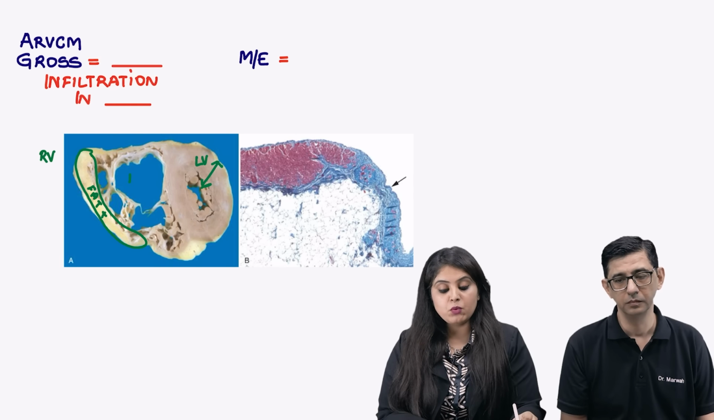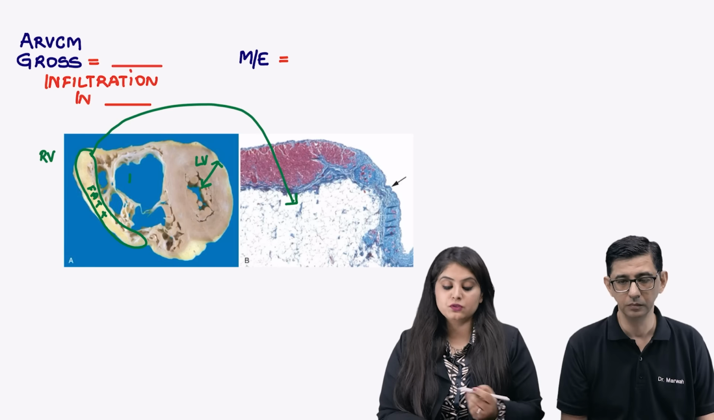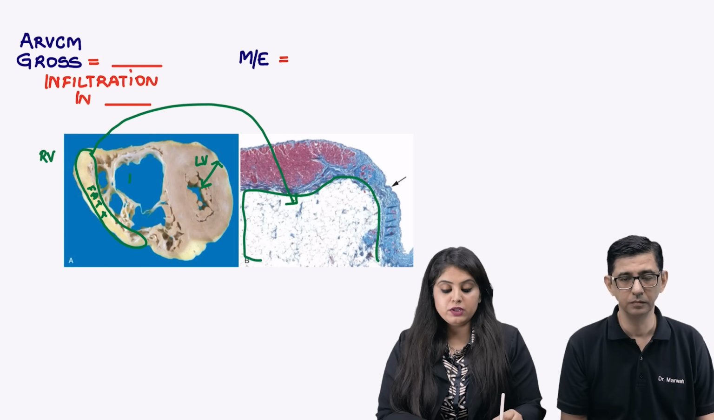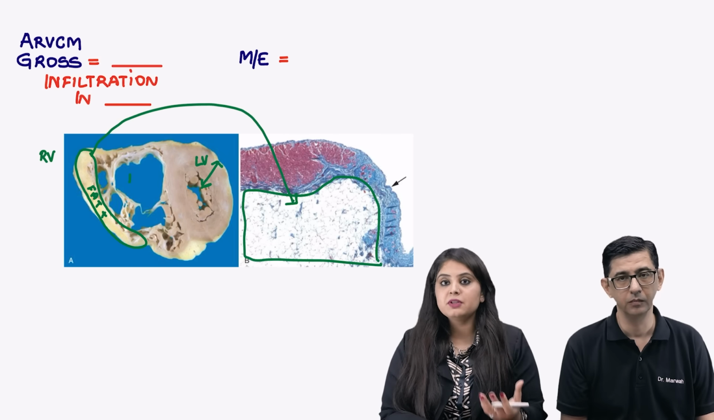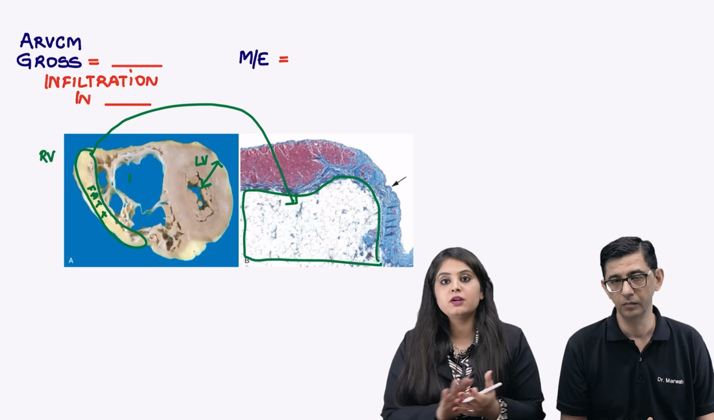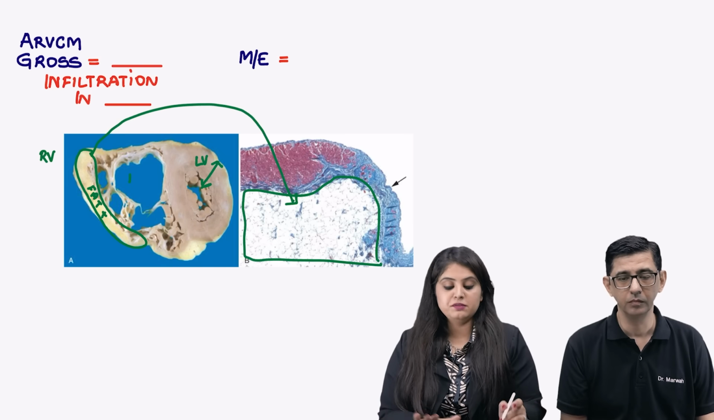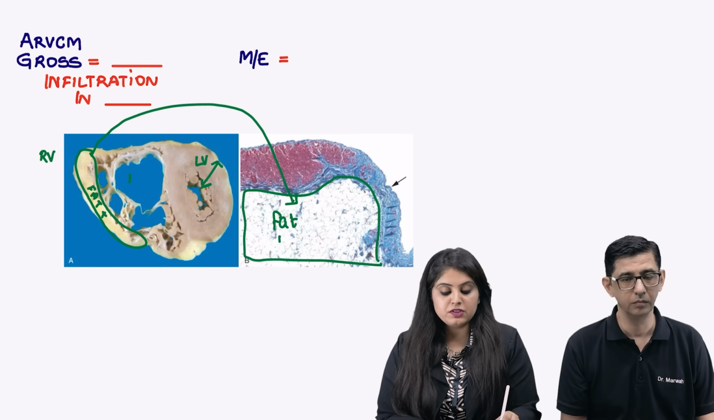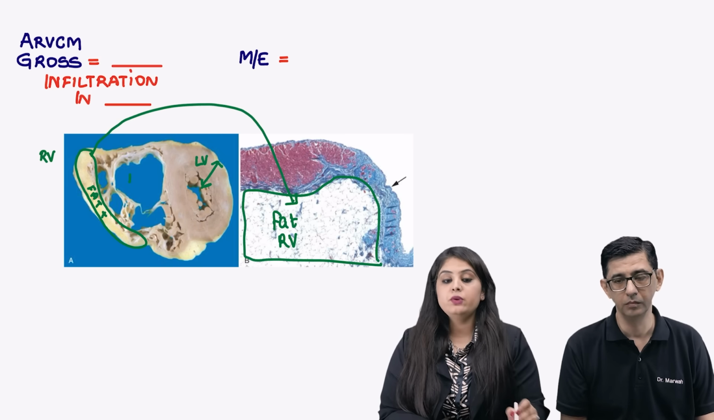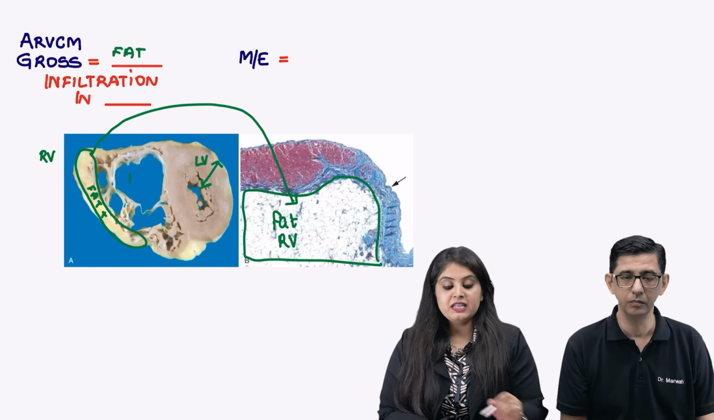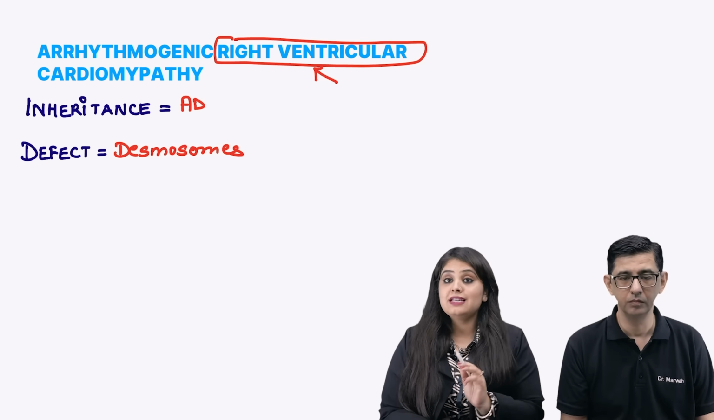And the same thing, if I want to visualize it under the light microscope, we all know that fat is going to be completely washed out because of all the chemicals that we use in pathology. Fat tends to get washed away and we see clear white spaces. So this is again fat which is present in the right ventricle, which is again going to tell me about ARVCM. So that is what you need to know for the desmosomal defect.